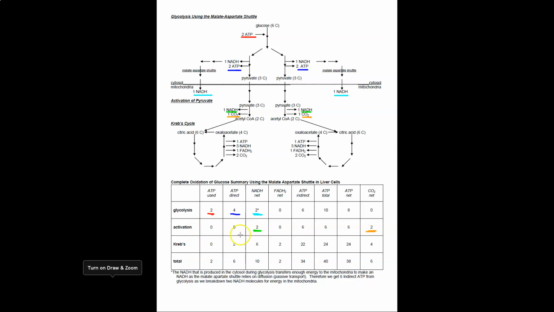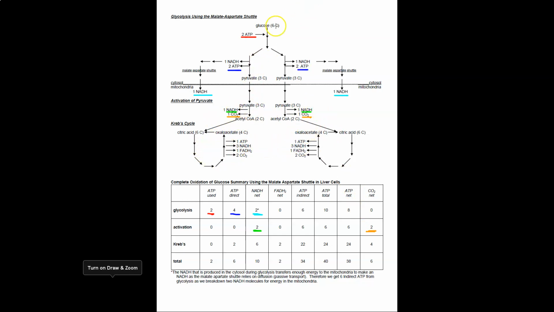Activation's pretty easy though. I don't have any ATP used or direct. I don't have any FADH2. So my indirect ATP is how I count. 2 times 3, 2 NADHs times 3, my energy equivalents, gives me 6 ATP indirect. My total is 6 plus 0, that's 6. My net is 6 minus 0, that's still 6. And we already accounted for those 2 yellow CO2s that we drew.